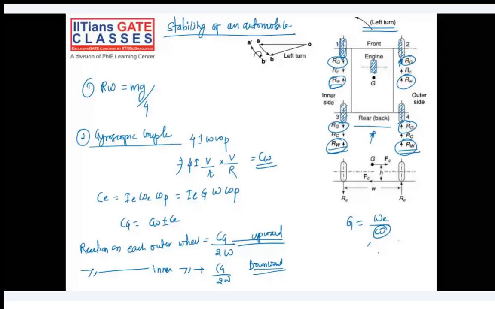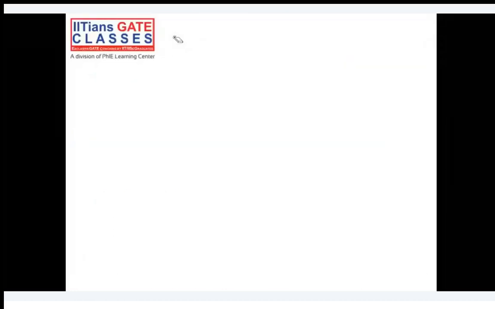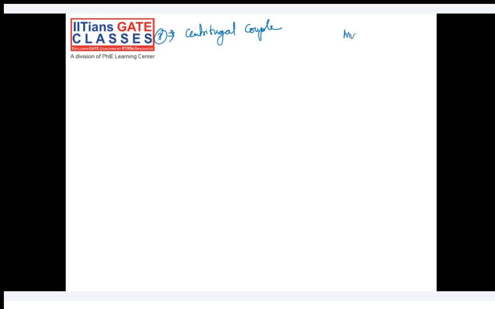Okay, I will write on the next page. Third one is centrifugal couple. So whenever your vehicle is moved on a curved path, centrifugal force also acts on the vehicle in the outward direction. You know, m omega square R or m v square by R is the value of the centrifugal force, where capital R is the radius of gyration, v is the linear velocity of the vehicle, and m is the mass of the vehicle.